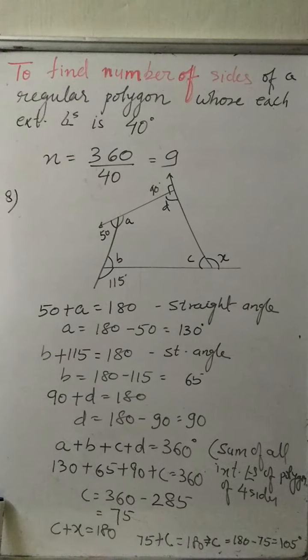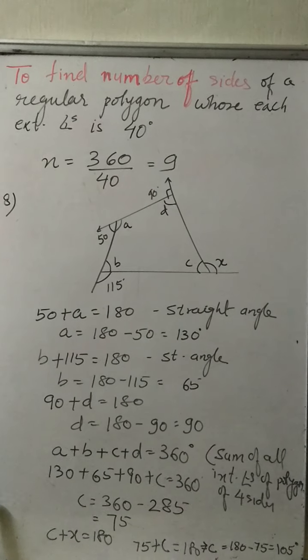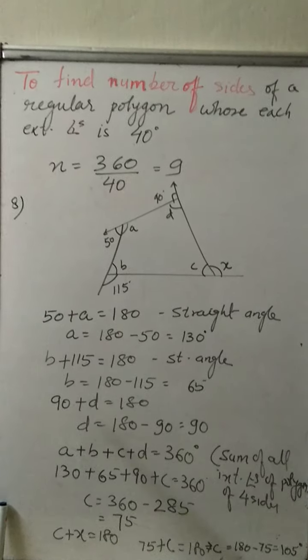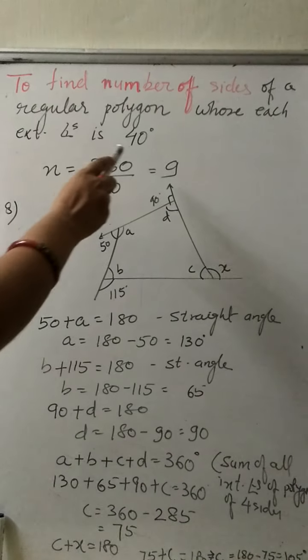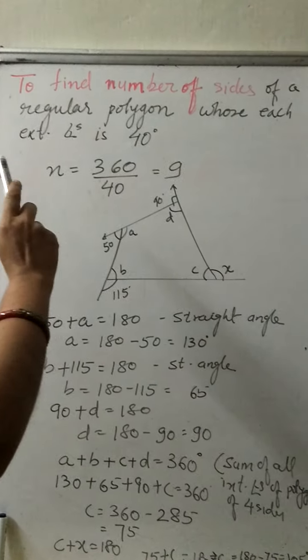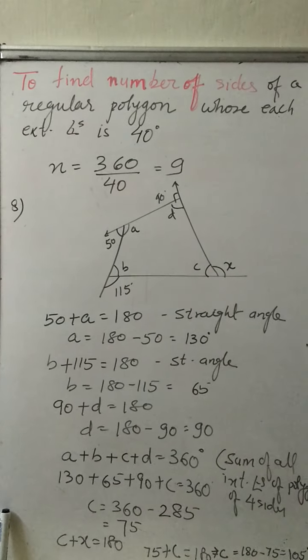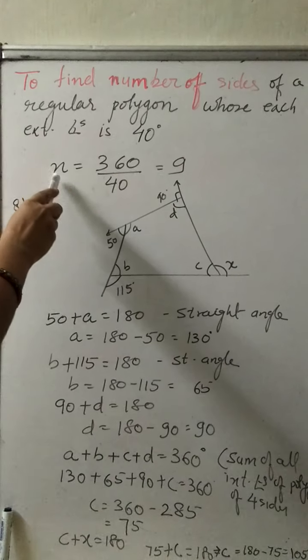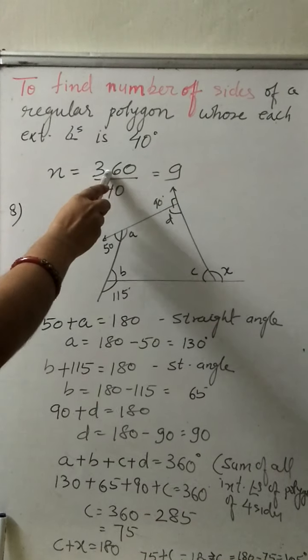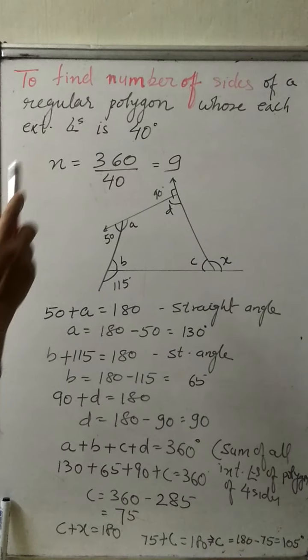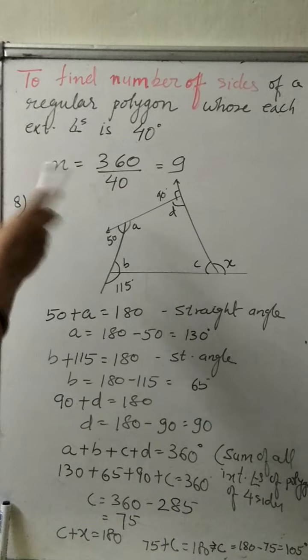I think you can do it, but for some students who cannot, I am telling you: if the exterior angle of a regular polygon is 40 degrees, then you have to calculate the number of sides. So the number of sides is equal to 360 divided by each exterior angle. That is the formula, and you have used this formula in reverse order.